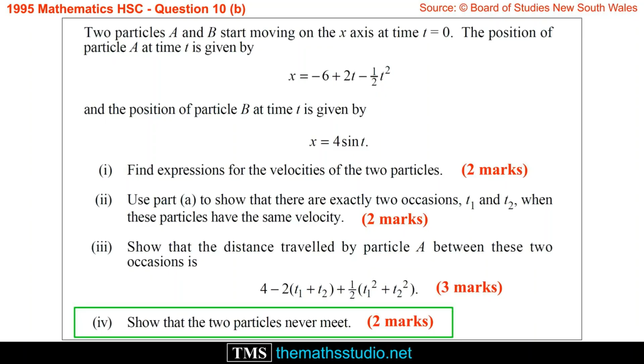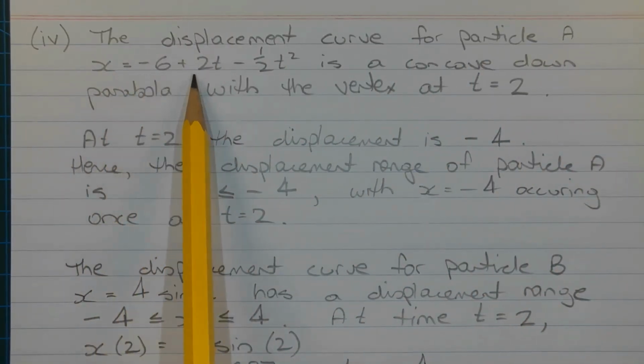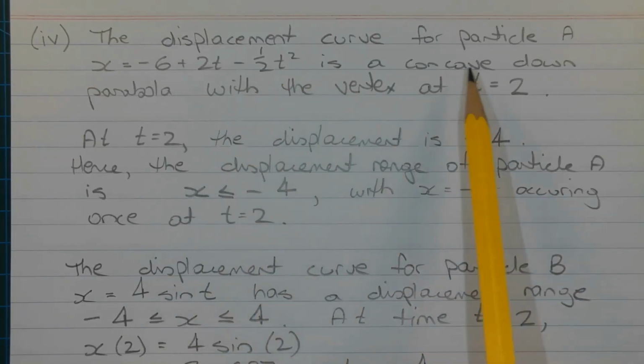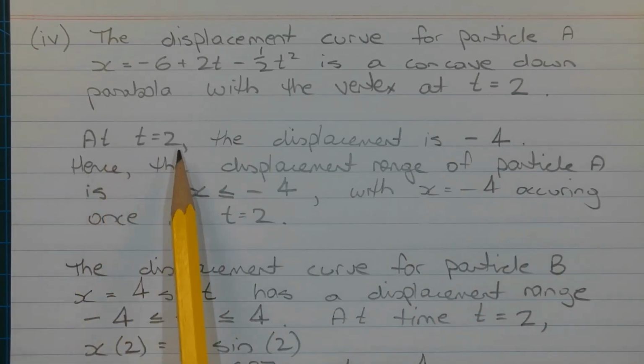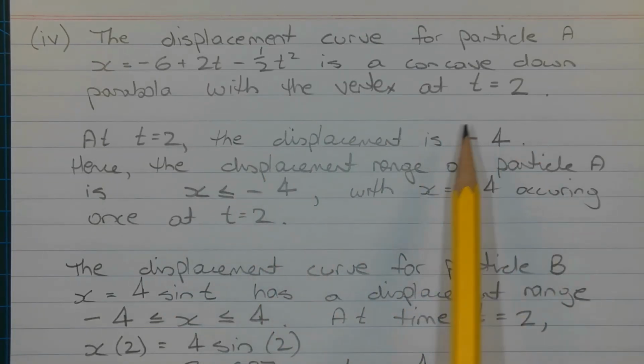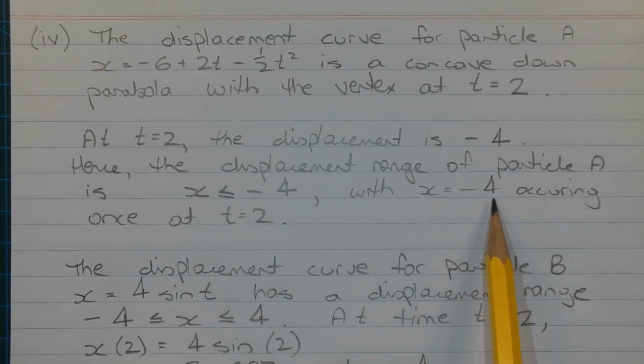Part 4. Show that the two particles never meet. The displacement curve for particle A, x equals negative 6 plus 2t minus half t squared, is a concave down parabola with the vertex at t equals 2. If you recall, at t equals 2, that's when particle A changes direction. Now at t equals 2, the displacement is negative 4. Hence, the displacement range of particle A is x less than or equal to negative 4, with x equaling negative 4 occurring only once at time t equals 2.